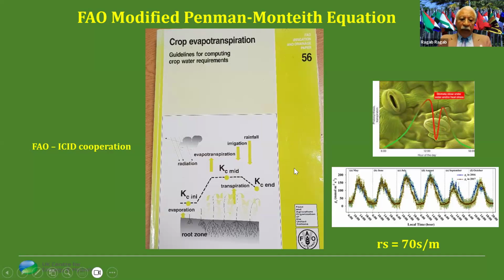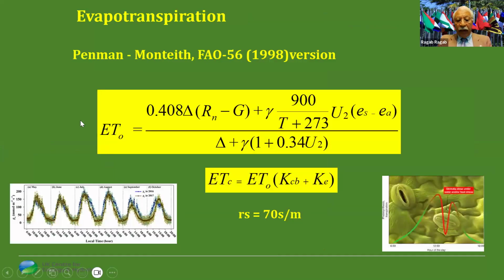And the FAO and ICID came with one fixed value all over the season, and that's 70 seconds per meter, to put it into the Penman-Monteith original equation and to simplify the equation so people can use it. And they came with this equation. Here you won't see any more RS, or the stomata conductance or the resistance.